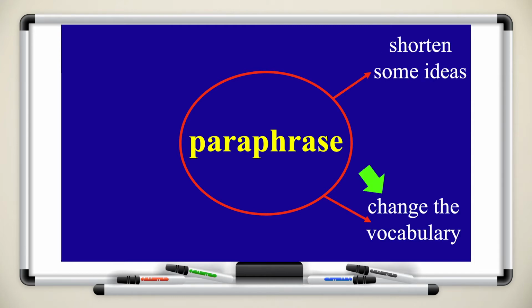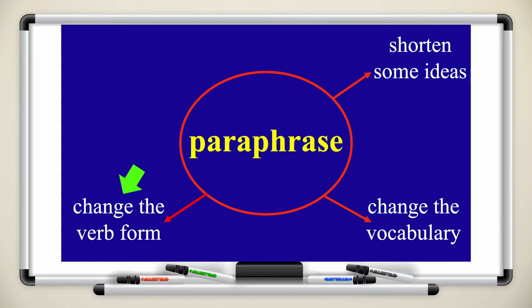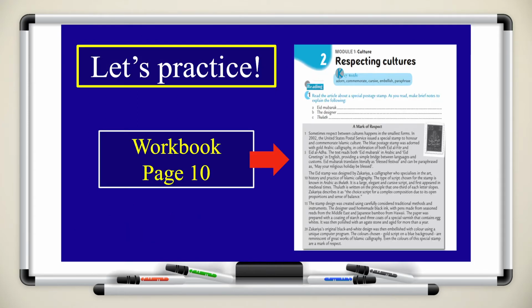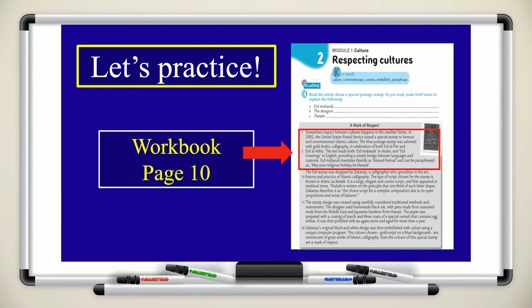We can change the vocabulary. For example, we have a certain word. We can find another word that has the same meaning. We can change the verb form, for example, from an active verb into a passive. And we can also change the word class, for example, from a noun to a verb or a verb into adjective, and so on. Now let's practice. In the workbook, page 10, we have this first paragraph. Let's read it together.